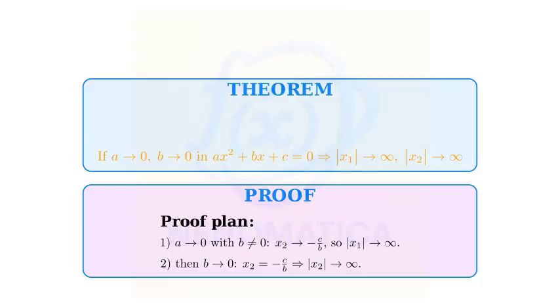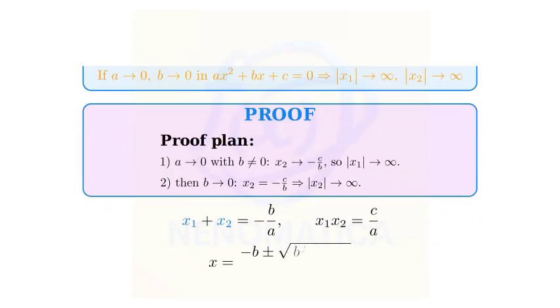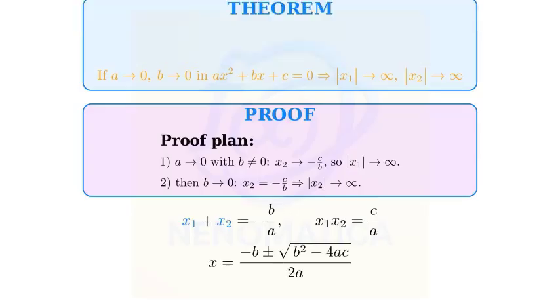We use 2 standard tools. Vieta's formulas: the sum of roots equals negative b over a, and the product equals c over a. And, of course, the quadratic formula for the exact roots.